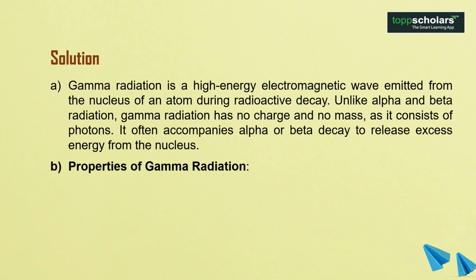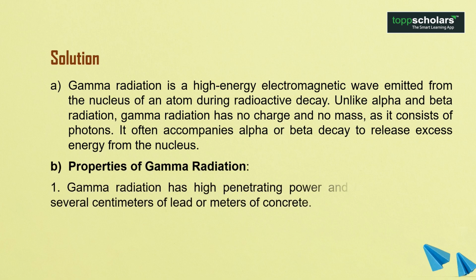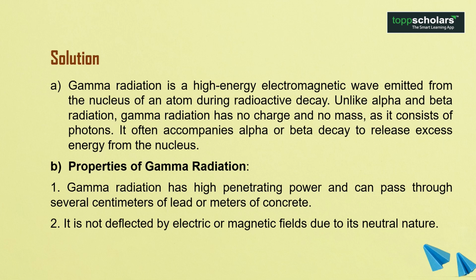The second part is properties of gamma radiation. So gamma radiation has high penetrating power and can pass through several centimeters of lead or meters of concrete. It is not deflected by electric or magnetic fields due to its neutral nature.